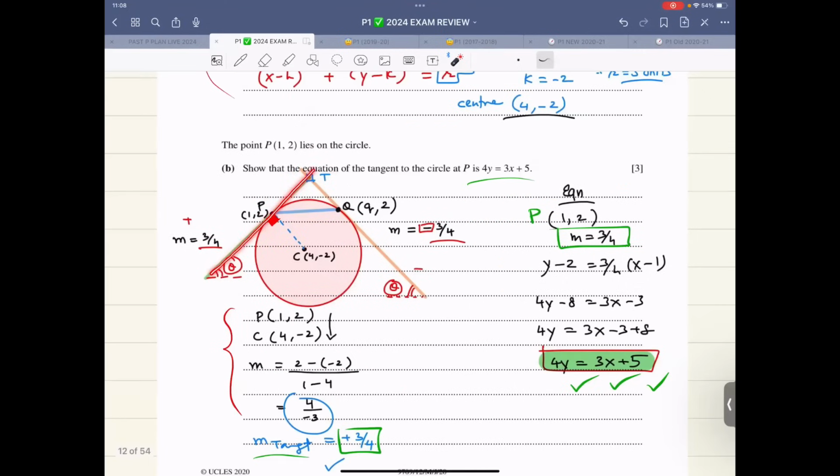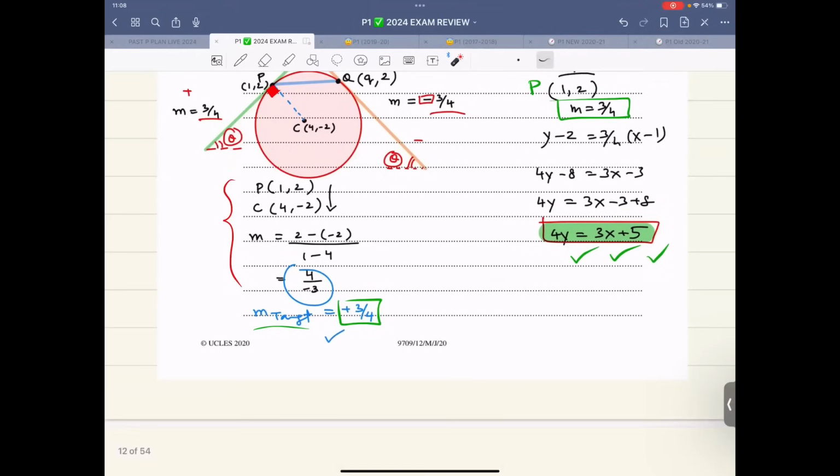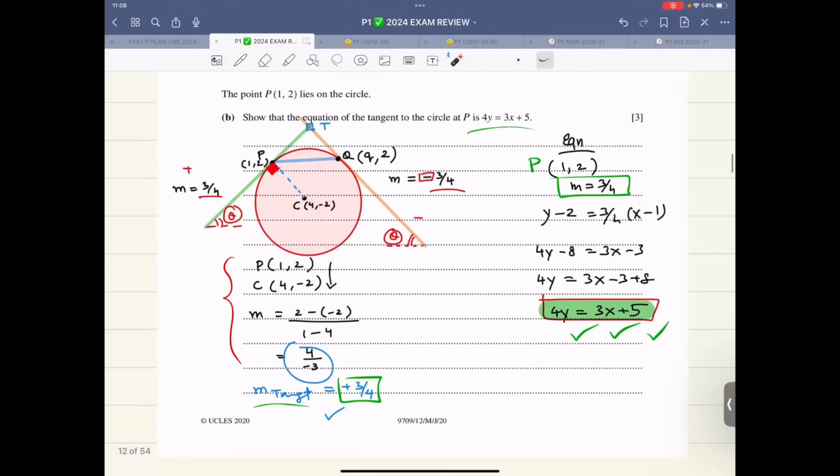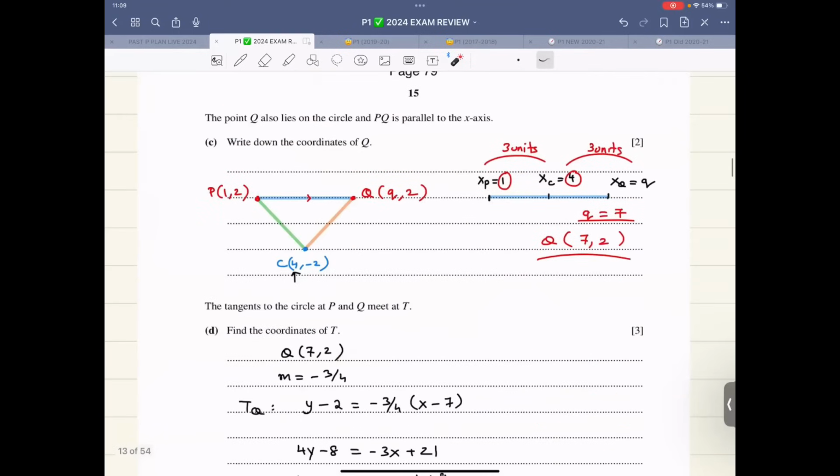This is the equation of the tangent. The gradient of PC, it's over here, negative 4/3. Gradient of tangent plus 3/4. We have the coordinates of P. We find the equation, and this answer is for confirmation purposes. The point Q also lies on the circle, and PQ is parallel to the x-axis. So P is (1, 2), Q is (q, 2), C is (4, -2). So focus on this 4, focus on 1, focus on q. 1 plus q divided by 2 is 4. 1 plus q is 8. Therefore, q comes out to be 7.